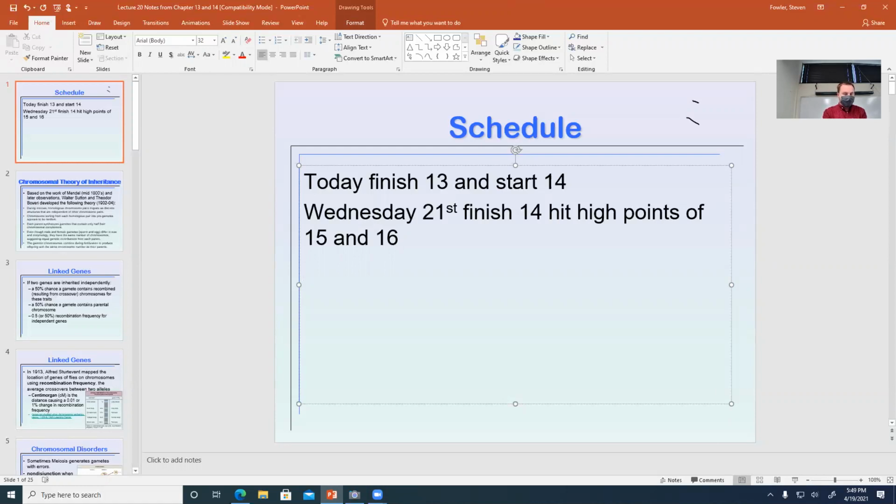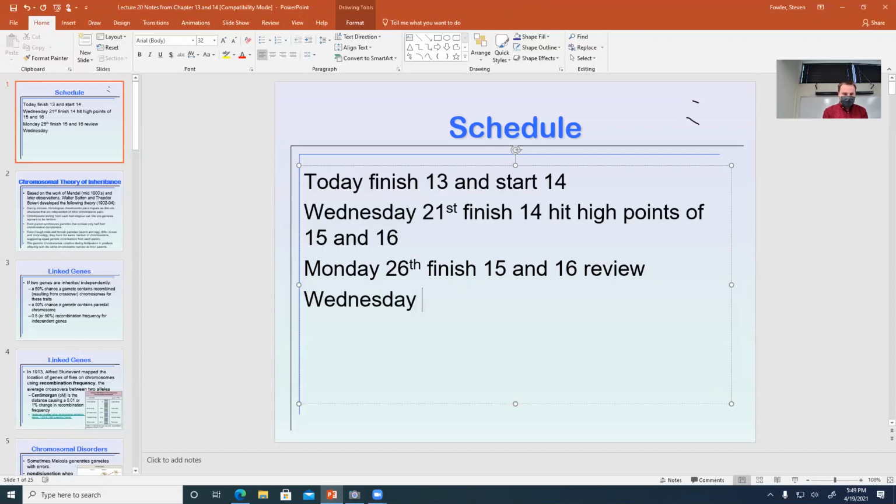We'll try to demystify that on Wednesday, and what we don't get done on Wednesday, we'll hit on Monday. Let's see, today's the 19th, that'll be the 26th, right? So Monday the 26th, we will finish anything on 15 and 16 we didn't get to on Wednesday, and then we will review, right? Now, that would put us at Wednesday the 28th for test 4, exam 4. I would use those terms interchangeably.